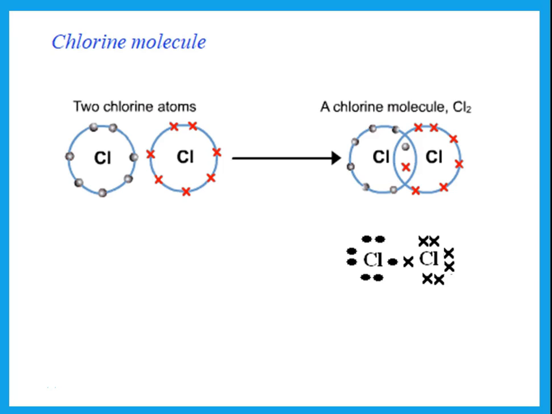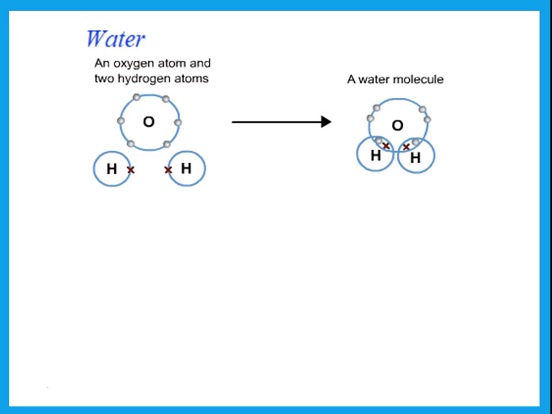And don't forget to include the rest of the electrons in the outermost shell of chlorine, because chlorine originally had 7 electrons. If it's going to use 1 to share with its neighbor, then it still has 6 other electrons surrounding it, and you need to show that. Okay? Water. How do you draw the dot and cross diagram for water?